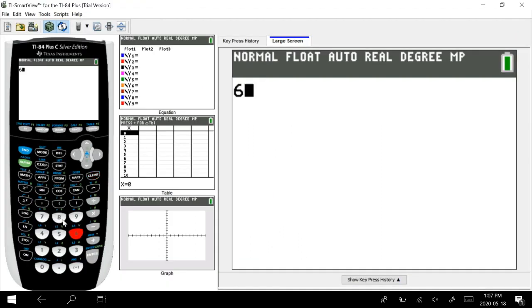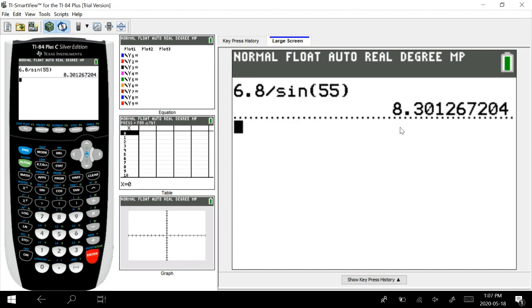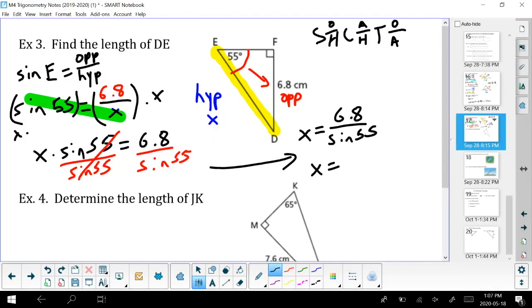So you've got the 6.8 divided by the sine of 55. And let's close off that bracket there. And we have 8.3. So we have x is equal to 8.3 centimeters. Now again, a really quick way to check your work, just to make sure that you haven't gone off the deep end, is we know that our hypotenuse always has to be the longest side of our triangle. So if you get something smaller than 6.8, you know you've done something wrong. You should go back and check all of the steps in your work.